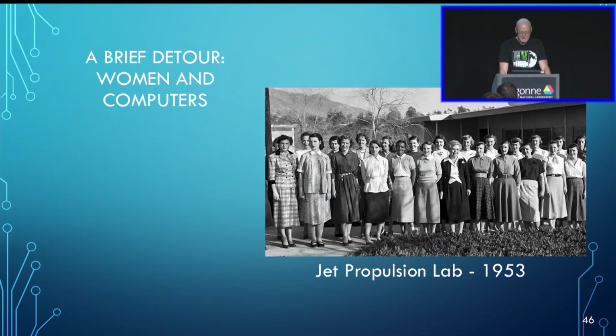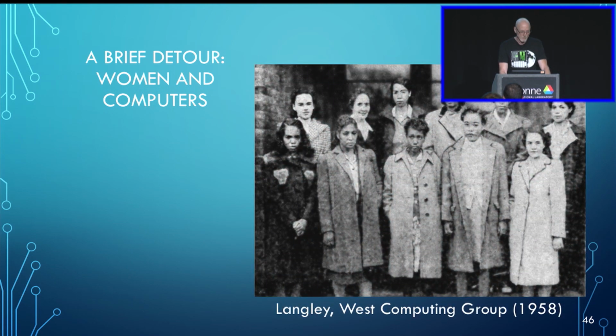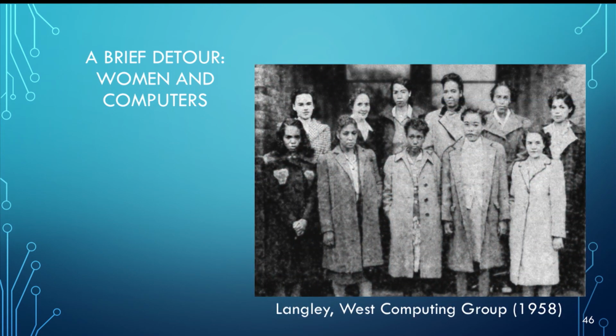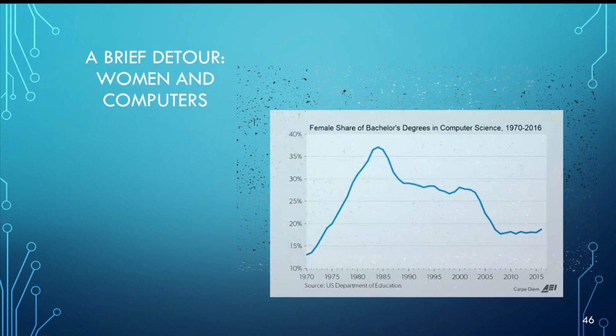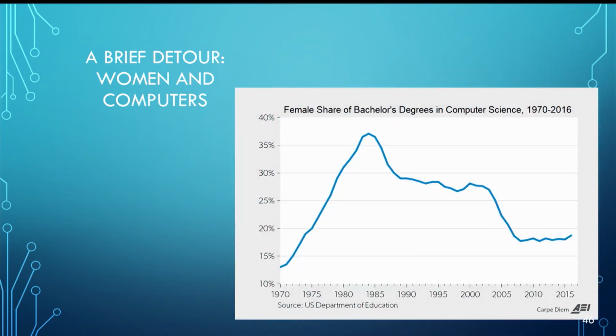Jet Propulsion Lab, 1953. All these women were computers. Langley West Computing Group, these are the women that the movie Hidden Figures is about. NASA, 1962. So you'd think with all these women being so closely associated with the early history of computing, that we'd have a lot of women working in computer science today. And that was the case, or started to be the case between 1970 and 1980, but then we suffered a sharp decline since then, and it's a problem we should probably think about trying to fix.